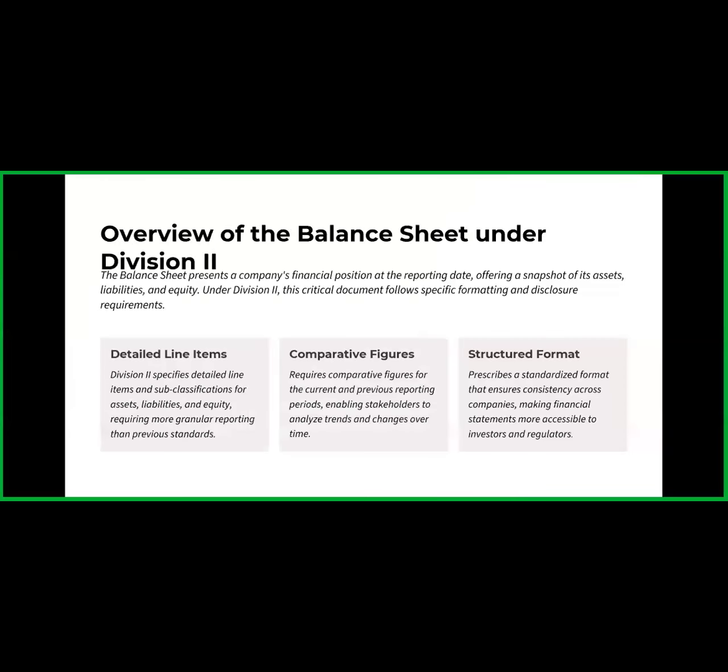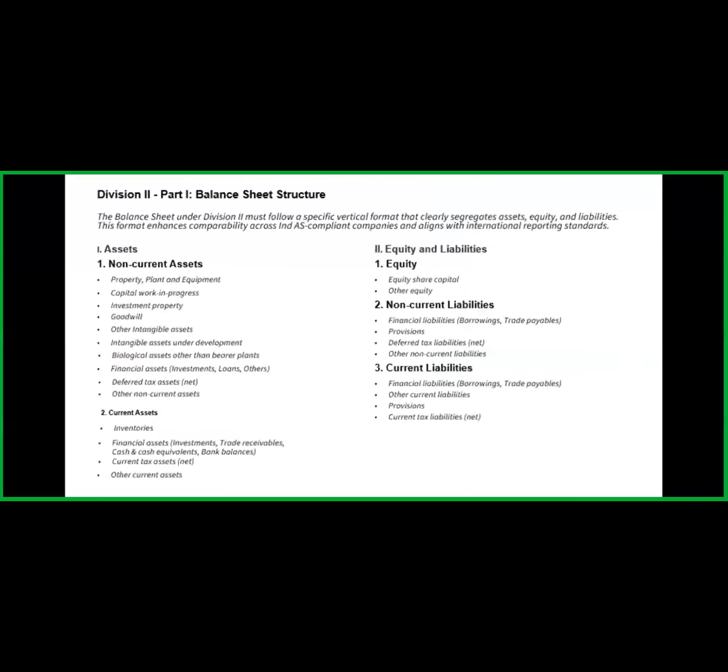Okay, so now an overview of the balance sheet under Division 2. As we all know, what there is in the balance sheet. If you see the vertical position of the balance sheet, assets are on the upper side and equity and liabilities are on the lower side. First we will see the structure of the balance sheet.